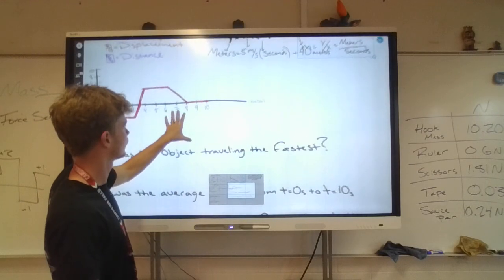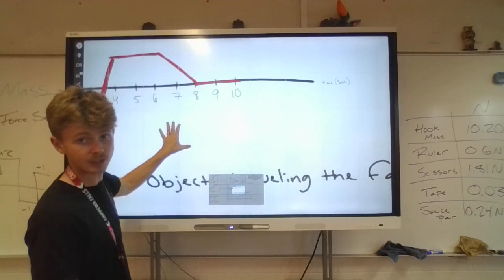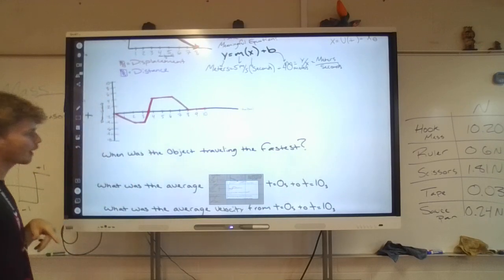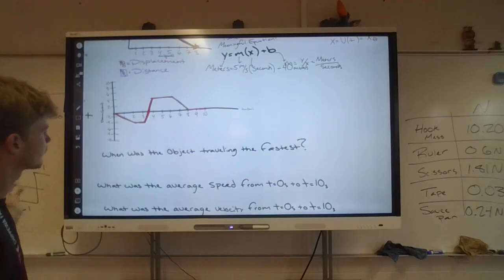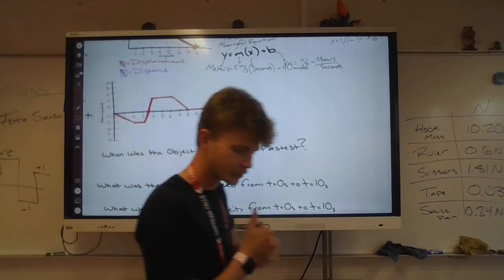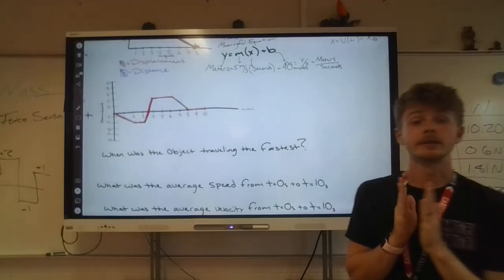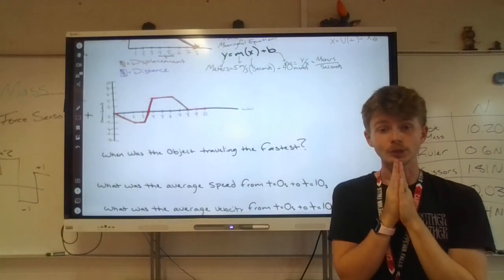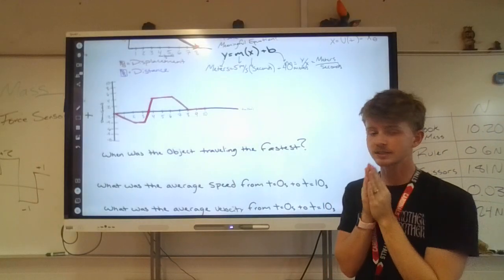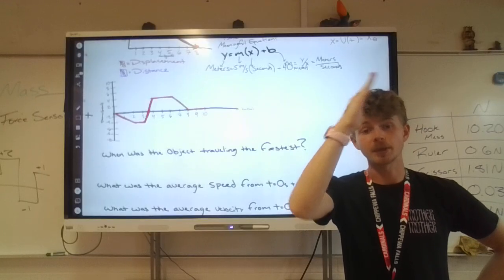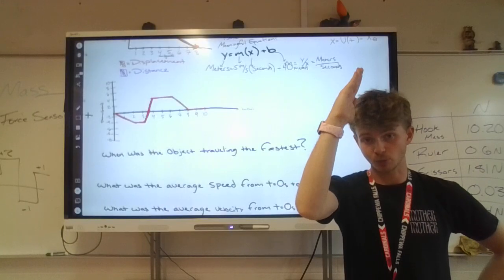I'm trying to draw in red just so you can see that I drew over the line there. So when was the object traveling the fastest? Fastest speed on a position versus time graph: how do you determine if an object is traveling the fastest? The easiest way is by looking at which is the steepest line. Steep means more vertical. This line is much more steep than this line. This one's much more vertical.